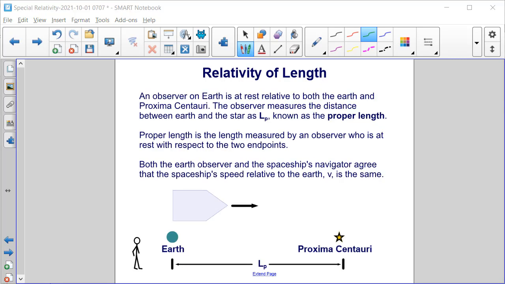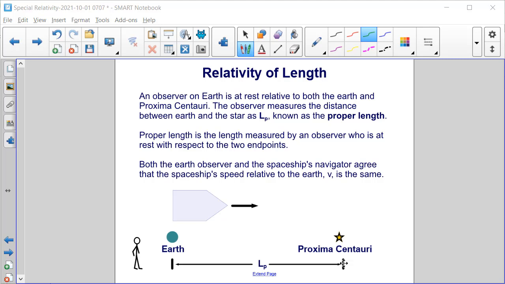An observer on Earth is at rest relative to both the Earth and the star Proxima Centauri. The observer measures the distance between the Earth and Proxima Centauri as L sub p. This is the proper length between the Earth and the star. Proper length is the length measured by an observer who is at rest with respect to the two endpoints.